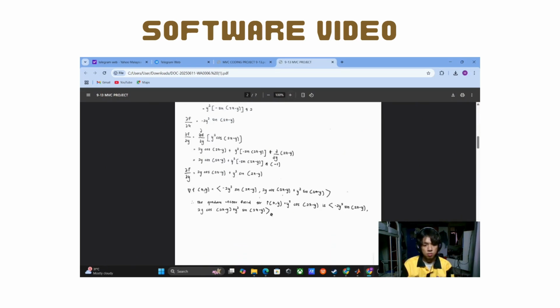So the gradient vector field for f(x,y) equals y to the power of 2 cos(2x minus y) is minus 2y to the power of 2 sin(2x minus y), 2y cos(2x minus y) plus y to the power of 2 sin(2x minus y).